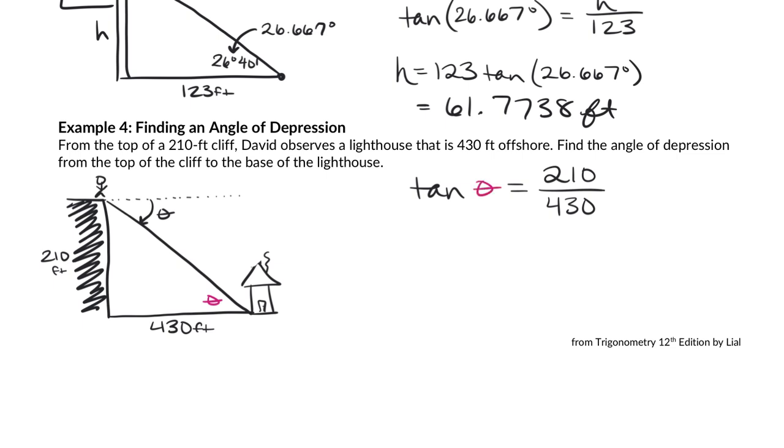Okay, weird though, because how do I solve for my variable here? What is my variable here? Theta. How do I get theta out of tangent? The inverse. The way you get an angle out of a function, to isolate it, is the inverse. So if we were solving for theta, theta would be equal to the inverse tangent of 210 over 430. Calculator time. What is the inverse tangent of 210 over 430?